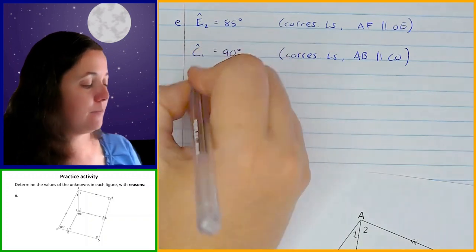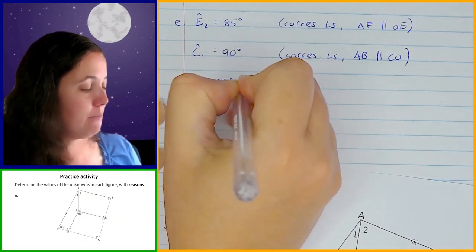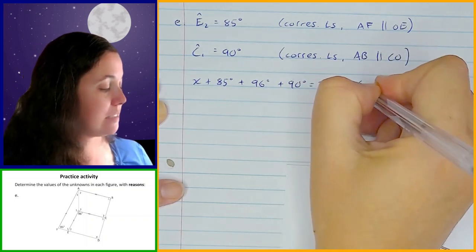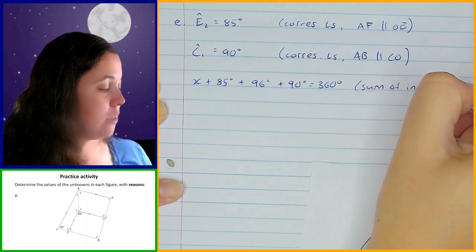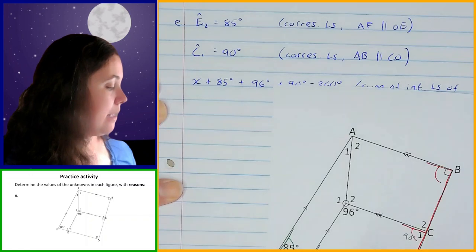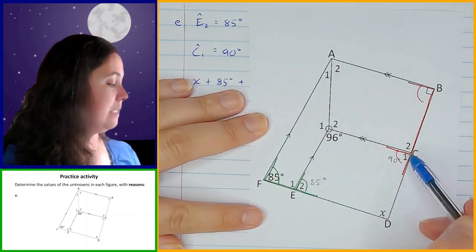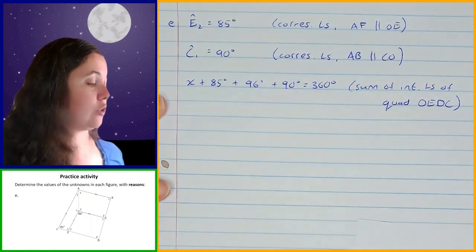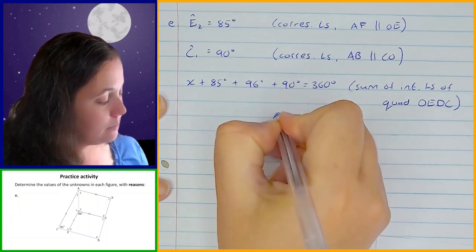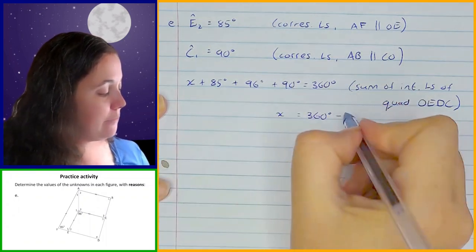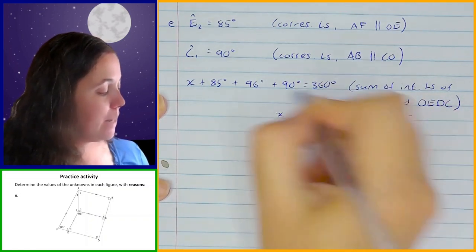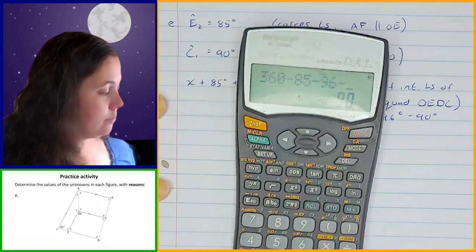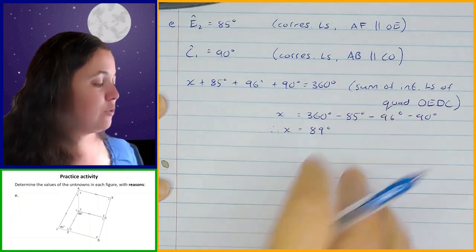Okay, so now I can say x plus 85 degrees plus 90 degrees plus 90 degrees equals 360 degrees. And my reason is because of the sum of the interior angles of a quad, I'm just going to write that over here, quad, and my quad is called OEDC. Okay, so that is my reason for being able to do that. Now let's go and solve for x. So I'm going to have x equals 360 degrees minus 85 degrees minus 96 degrees minus 90 degrees. And that gives me x equals 89 degrees. So that's what you should have got for that example.